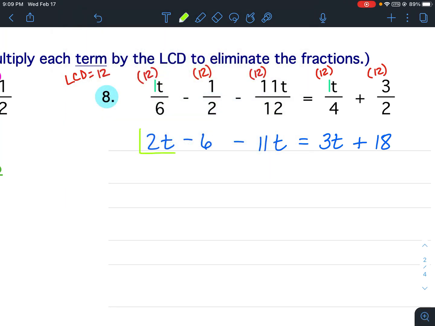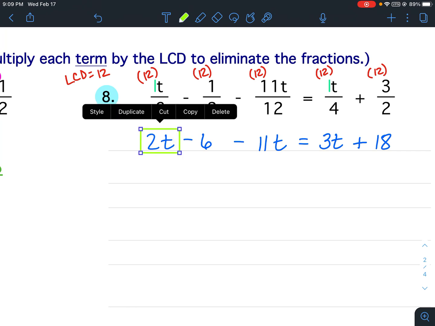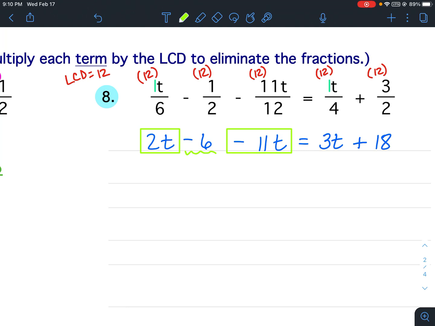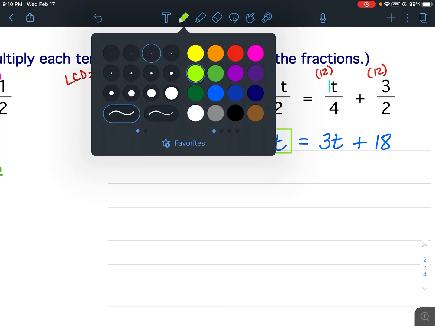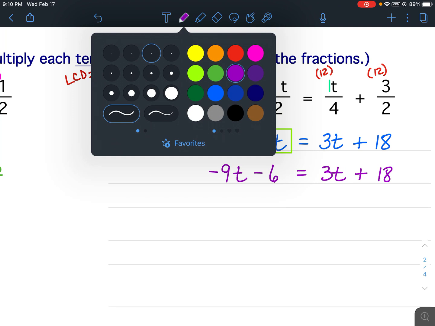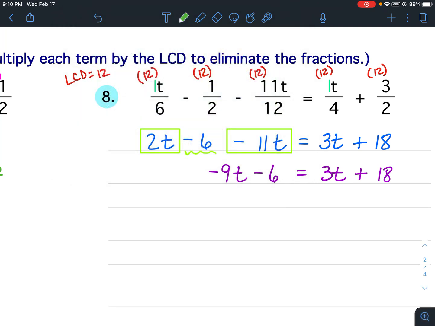So I have 2t, and I have negative 11t on the left side. And then there's nothing to combine on the right side. There's only two terms. One's a variable term, one's a constant term. 2t minus 11t, 2 minus 11, would be negative 9t, and I bring the rest of the equation down. So I did the distributive property, that's the multiplying by 12s up top. Then I combined like terms, the 2t and the negative 11t.